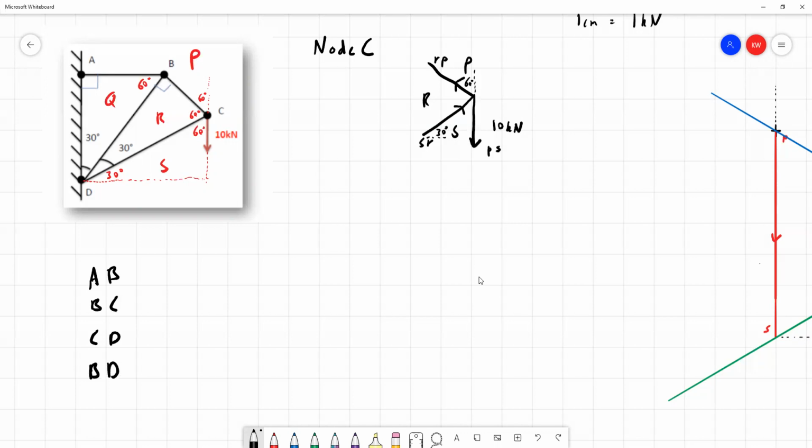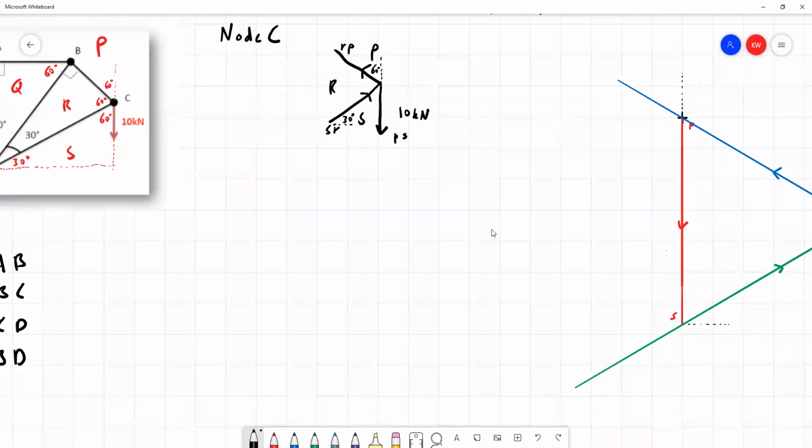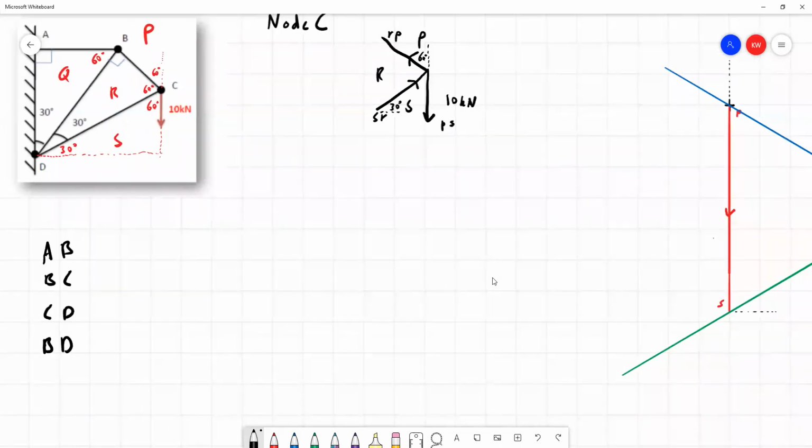Well, we know that this vector, this blue line, represents member BC. Because the arrowhead is pointing away from the node, we know that the beam is under tension, and that tells us that it's a tie. So we can label BC as a tie in our little table here, to determine the nature of that.